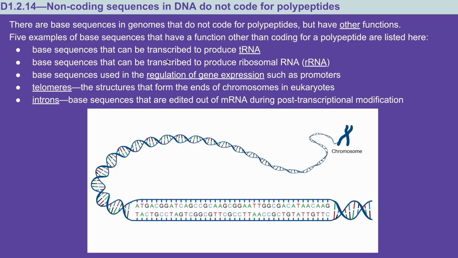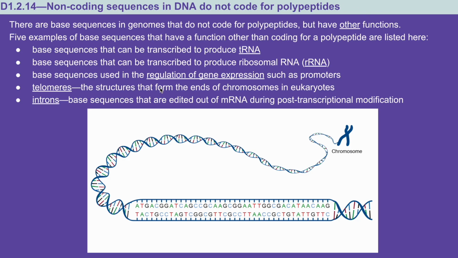Similarly, we have base sequences that can be transcribed to produce ribosomal RNA or rRNA. rRNA is what actually makes up the ribosome. A ribosome is made up of rRNA and proteins. Some base sequences are used in the regulation of gene expression, like we just looked at with promoter regions. So the promoters don't actually get turned into polypeptides, but they're still functional.